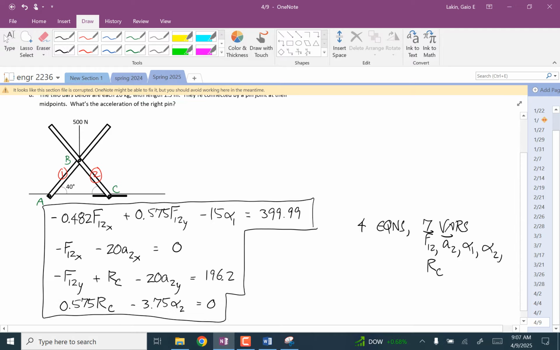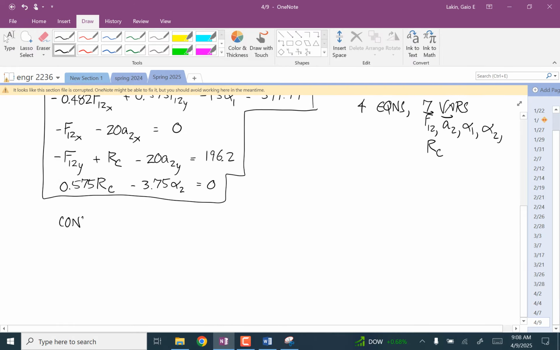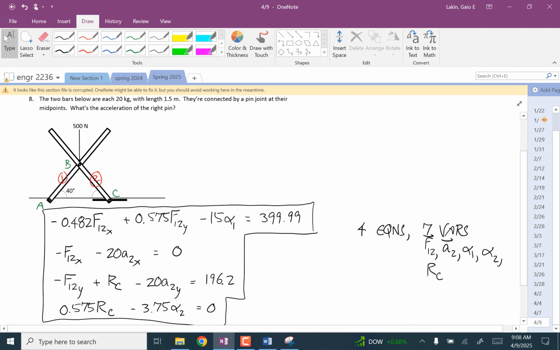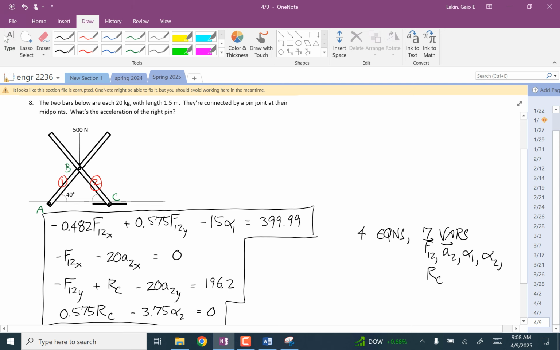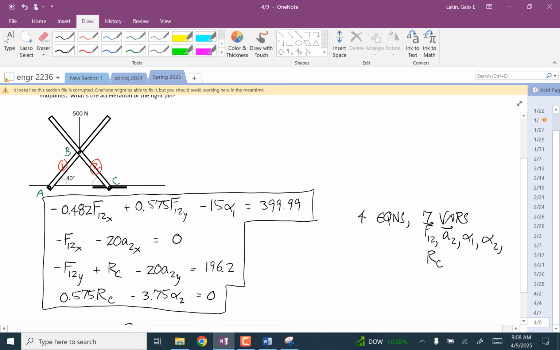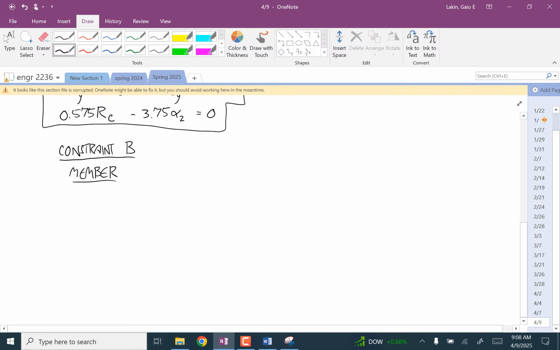Okay, so we're going to start with the constraint at B. And I'm going to do it for each member. And so according to member 1, the constraint at B, these are each 1.5 meters long. So this is equal to alpha cross R plus omega cross omega cross R. Is there anyone who doesn't recognize this equation? You should recognize this by now. This is a really key equation.